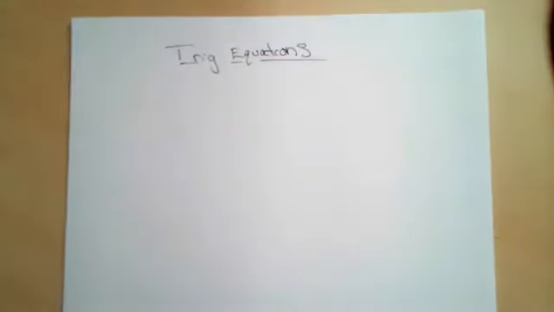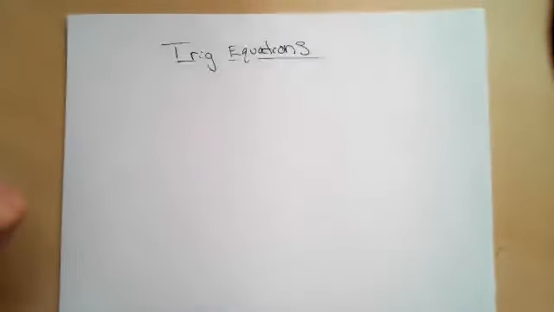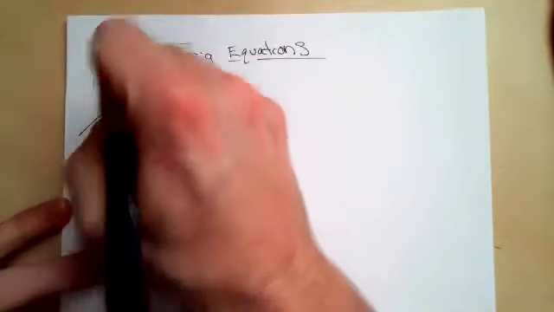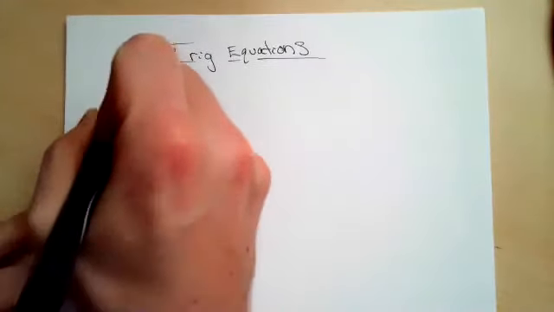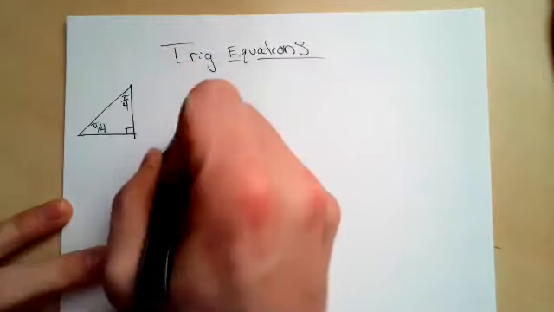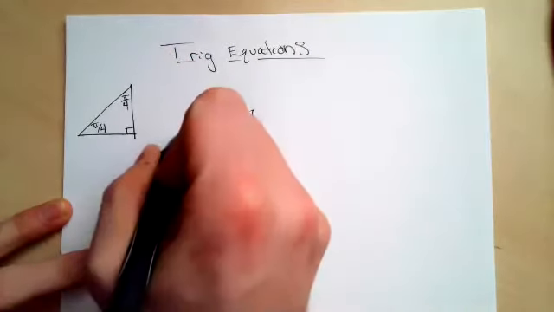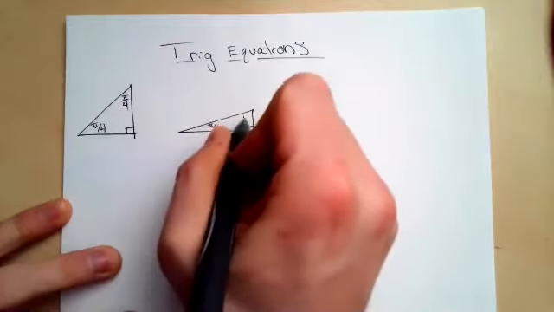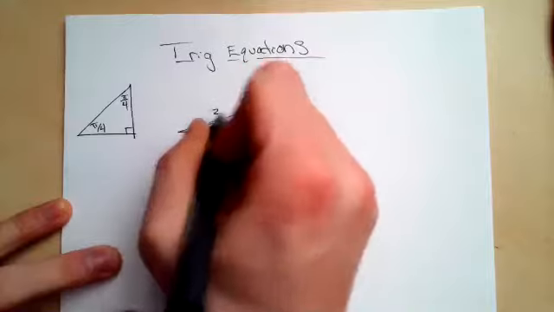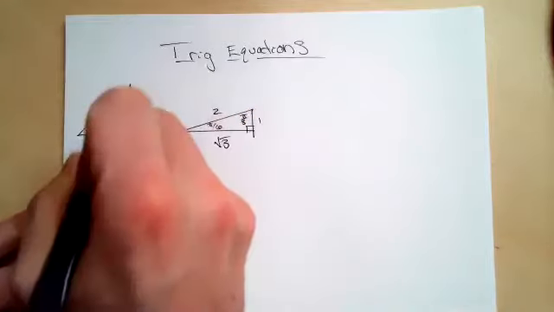Trig equations. So let's start off writing down our trig cheat sheet, or our trig reference sheet, if you want to call it. We'll write down our two reference triangles. These are going to come in handy quite a bit today. So 1, 2, square root of 3, 1, 1, square root of 2.